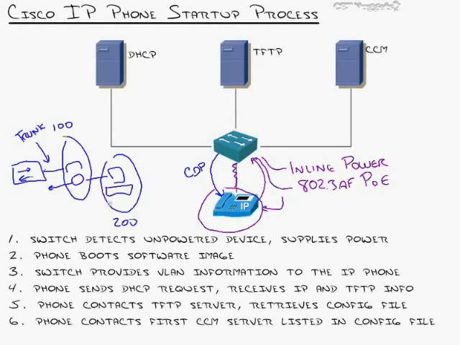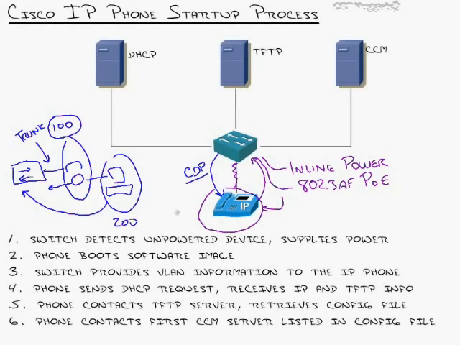Well, the computer has no idea about VLANs. It sends untagged packets. So whatever packets come in tagged from the phone are put on the correct VLAN. Whatever packets come in untagged from the computer are put on whatever is assigned to the access VLAN on the switch. So the phone can receive that information via CDP.